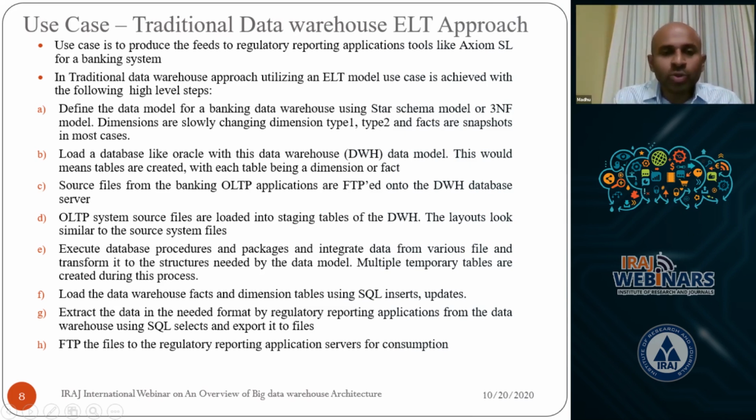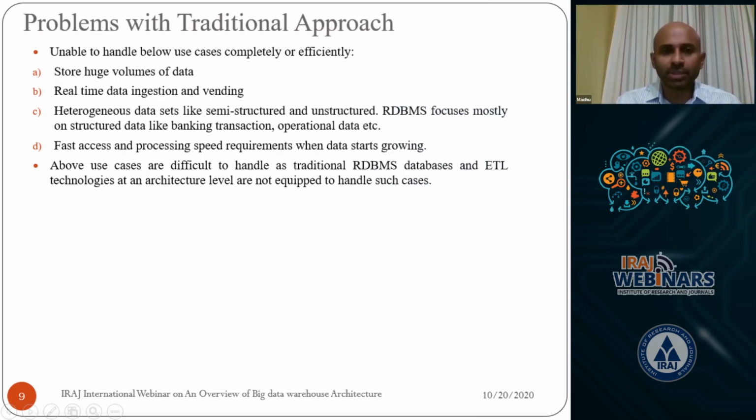And from those facts and dimensions, you join them together and produce the extract, whichever is needed by the Axiom front-end application. Again, you need to do some kind of select, joins, etc. to create that particular extract. And finally, you generate the file out, and that particular file is FTP'd to the regulatory reporting application. And the regulatory reporting application generates the regulatory report which is needed by the federal agencies. So to build such a use case, you have to flow through all of these steps.